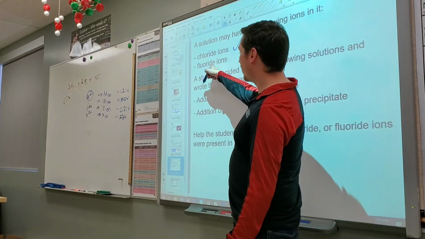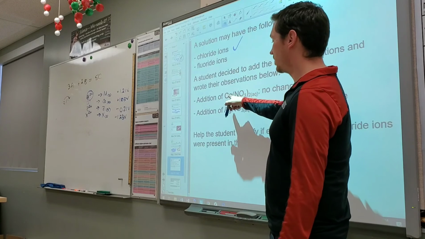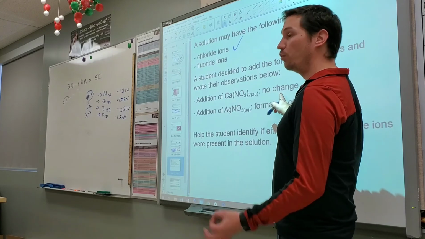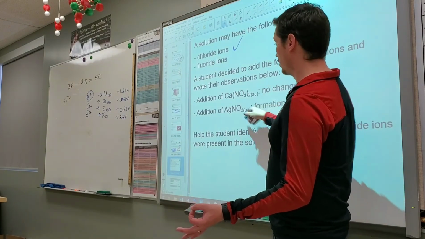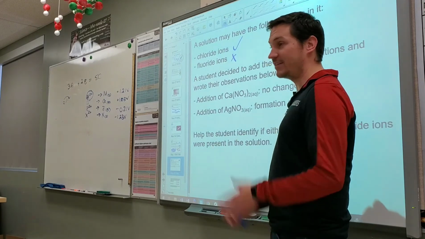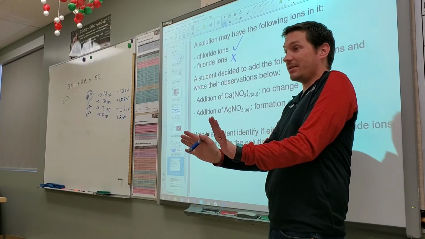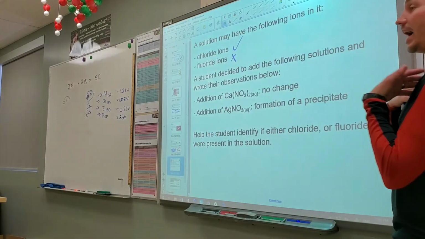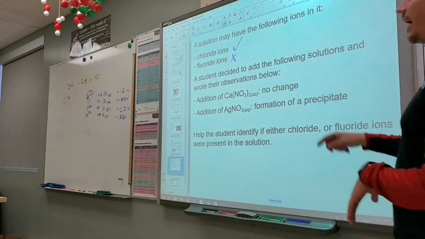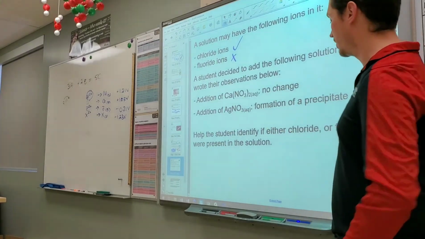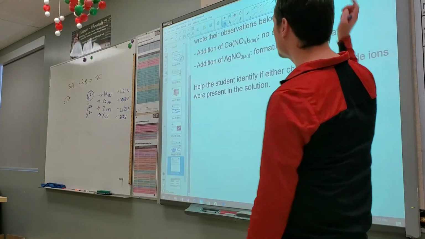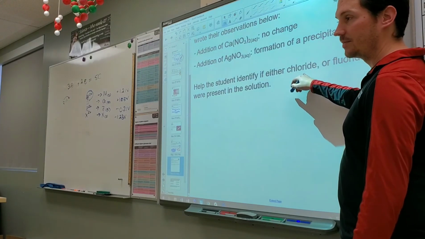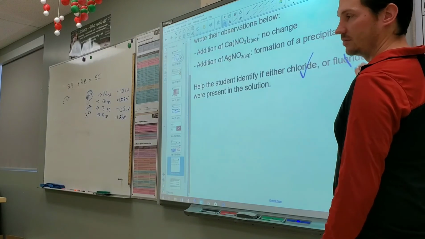Okay. Fluoride ions. What do they form a precipitate with? Calcium or silver? Calcium. When we add a calcium, were there fluoride ions present? No. Boom. If it's that easy, then it's that easy. That's fine. You don't have to make a table if you don't want to. It's just whenever I read this, I have to do a prediction, and then I have to see what my results match up with. But that's totally fine. Help the student identify if chloride or fluoride ions were present. Was chloride present? Yes. Was fluoride present? No. Boom, done.